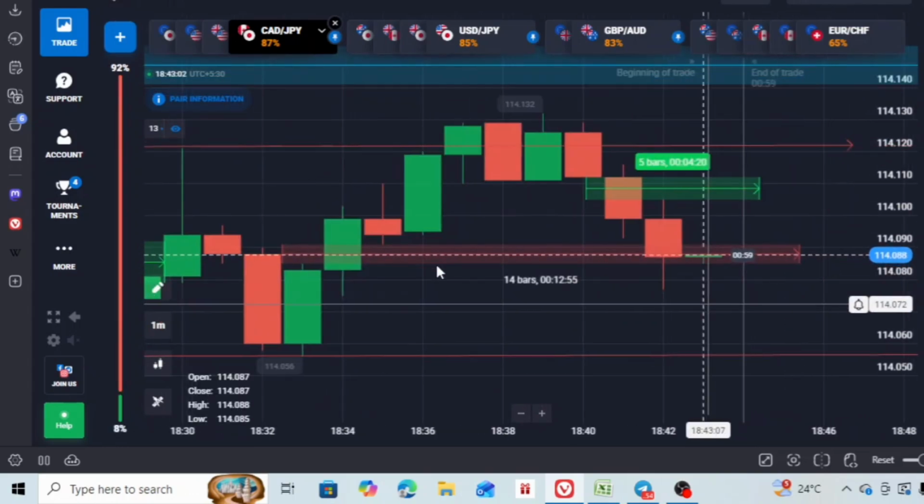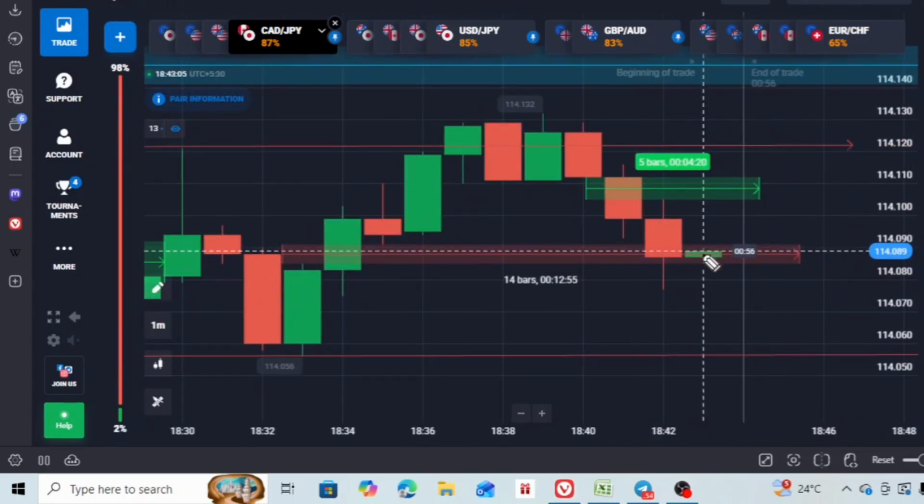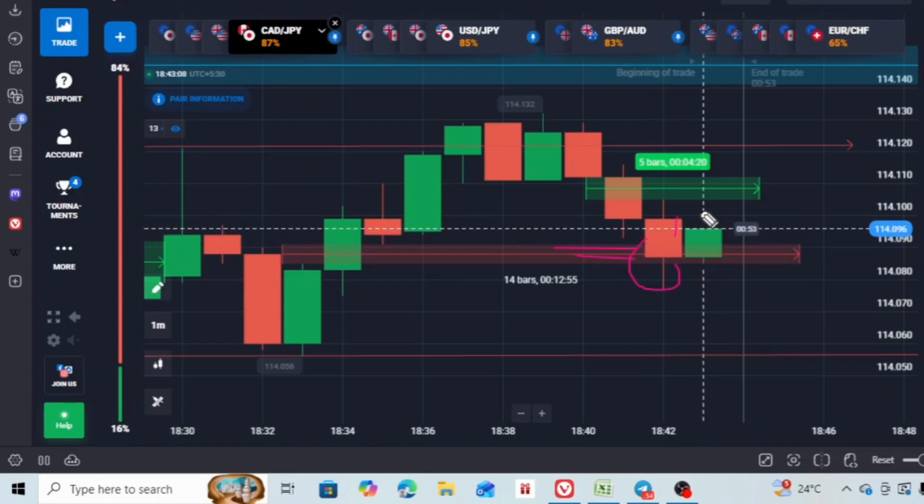It is getting a good rejection from this particular gap, and then the candle was not able to break out this target, so it's better to wait for the retracement.